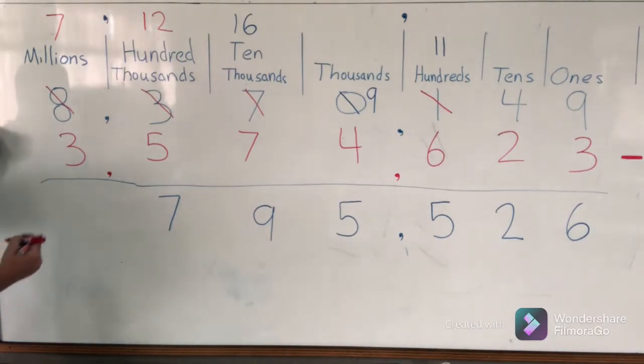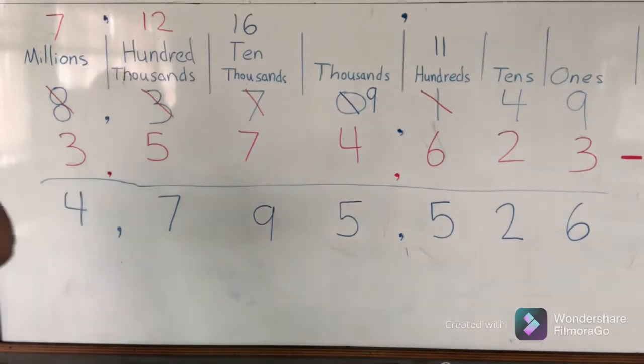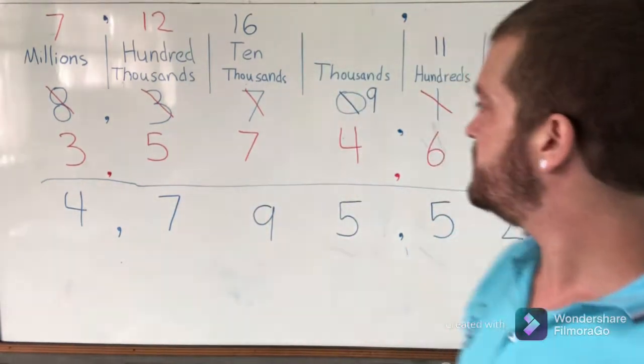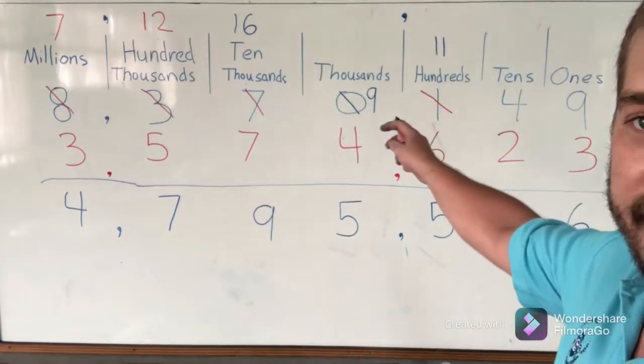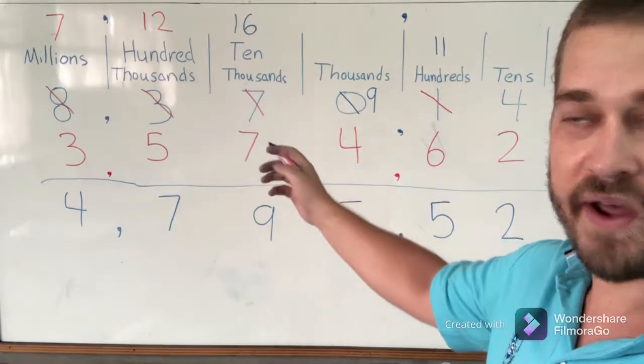And 7 minus 3 is 4. Don't forget your commas. So this one was probably the hardest we've done yet. And that's because every single time we took one away, it was still less. So we had to jump over to another one.